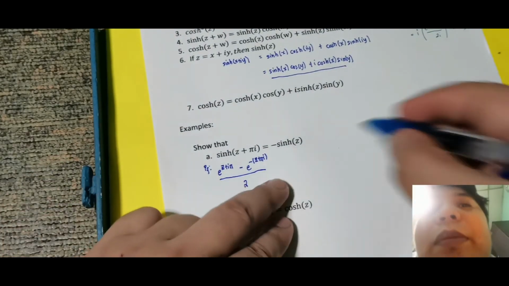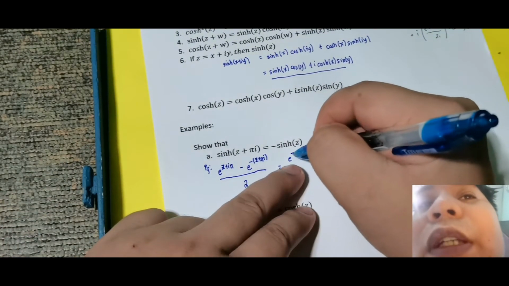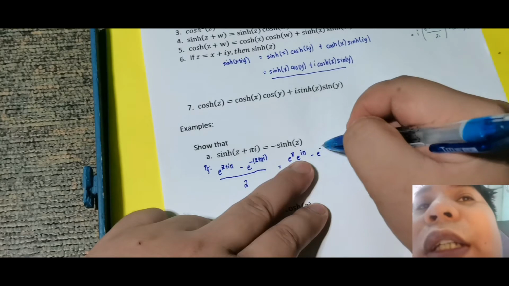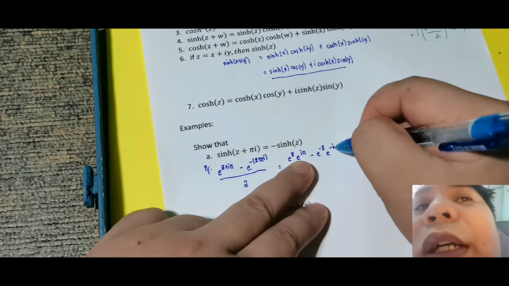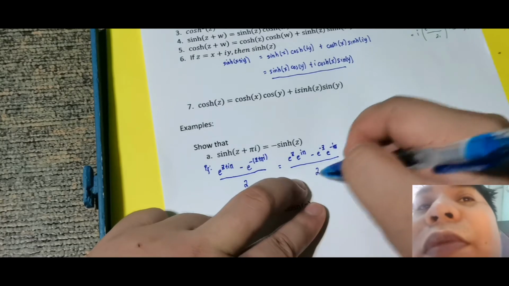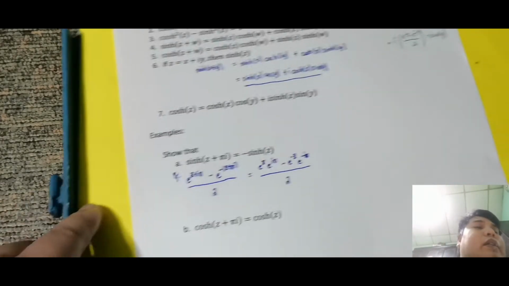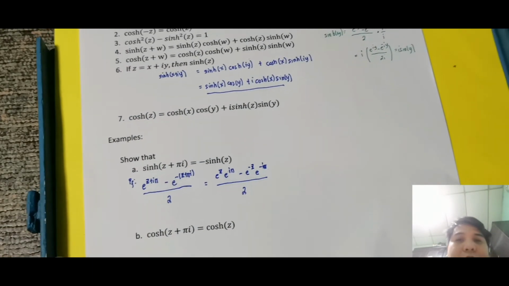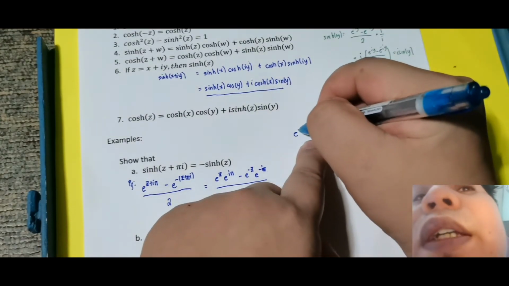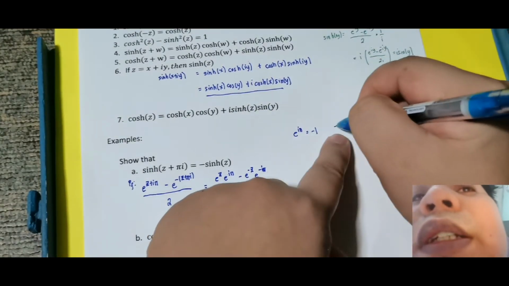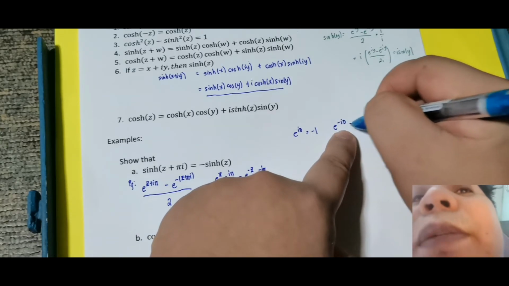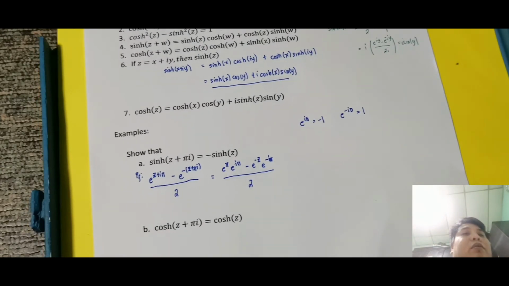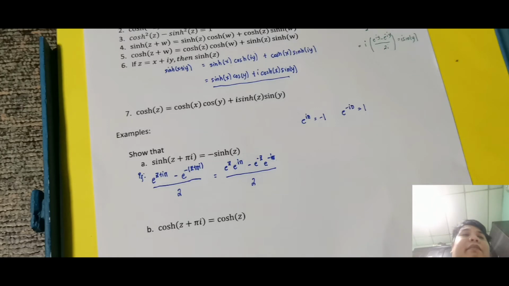Okay, then biyakin natin konti yan. This is equivalent sa e raised to z, e raised to i pi, minus e raised to negative z, e raised to negative i pi, all over 2. Okay, note that e raised to i pi is negative 1. E raised to negative i pi, ano yung value? Ulitin ko lang ha, e raised to i pi is simply negative 1. Si e raised to negative i pi is positive 1.